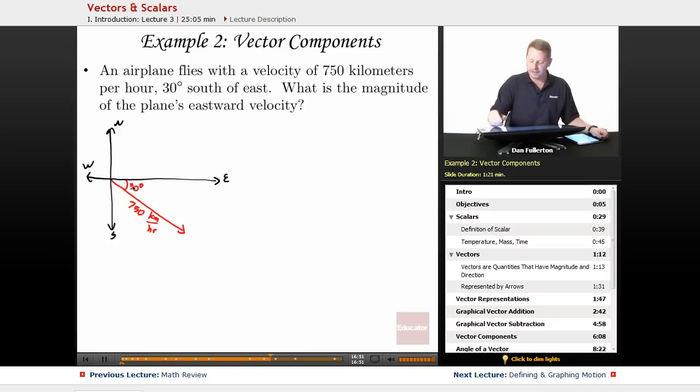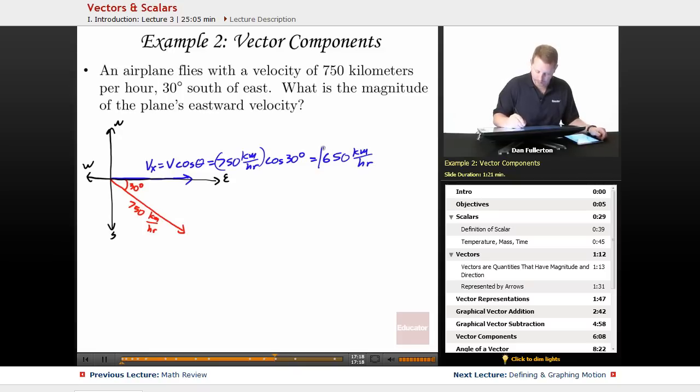If we want its eastward velocity, the eastward component, that means we want its x component here. The x component of its velocity, Vx, is going to be v cosine theta, or 750 kilometers per hour times the cosine of 30 degrees, 0.866, which should give us something right around 650 kilometers per hour.